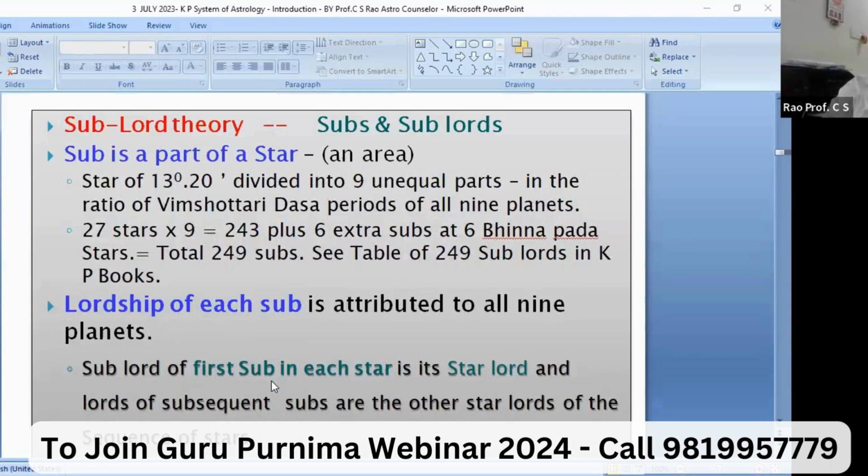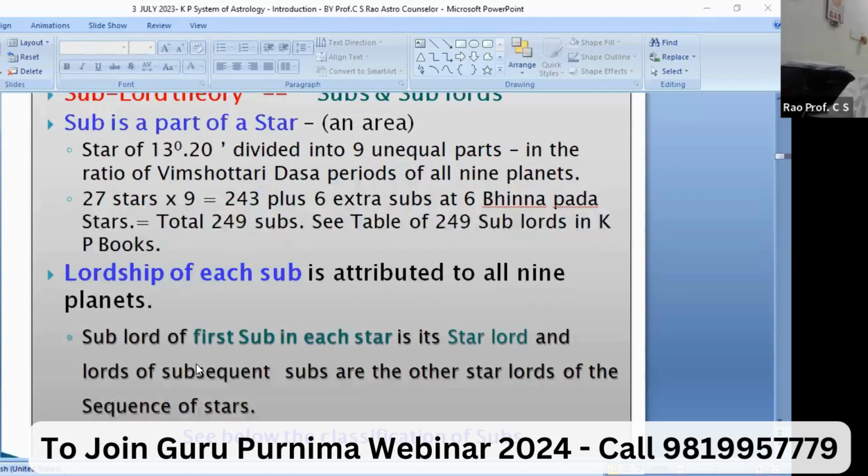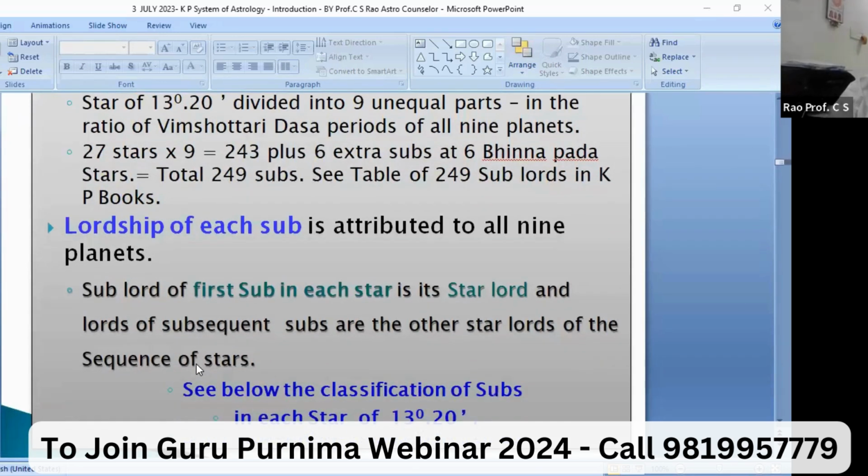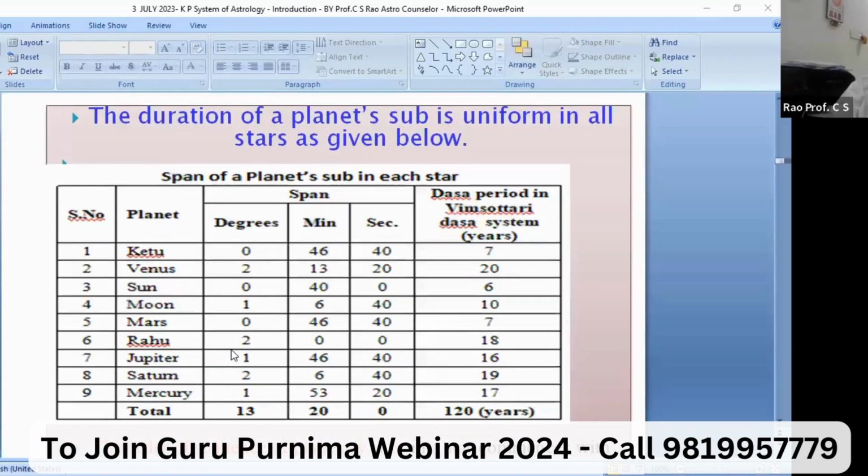Sublord of the first sub in each star is its own star lord, because Ashwini star, Ashwini lord is Ketu, and Ashwini first sub is the Ketu sublord. Second sub, you will get in the next slide, this demonstration. Next, the second sub is, after Ashwini, Bharani is there, Venus. After Bharani, Kritika is there. Third sub is of Sun, Kritika lord. Like that, you'll see in the next slide, see below the classification of subs here. In each star of 13 degrees 20 minutes, here you see. This is only for Ashwini star I prepared here. Like this, you can prepare for every star. There's a general table.